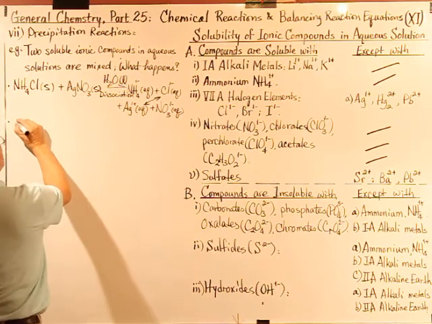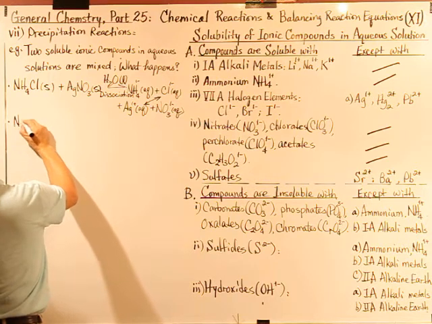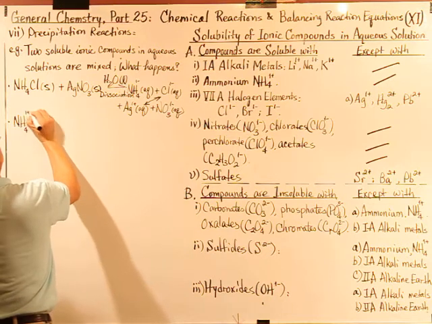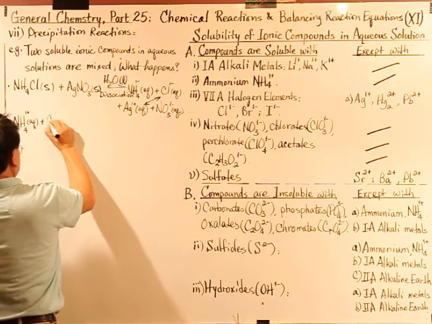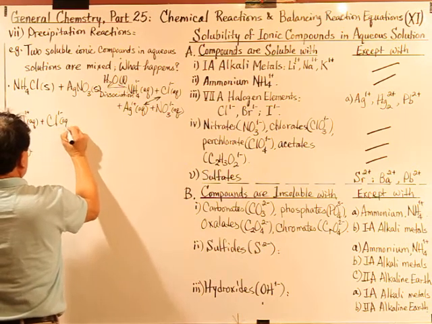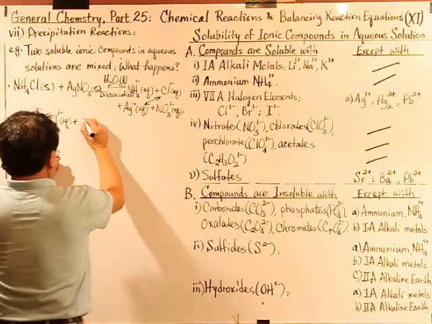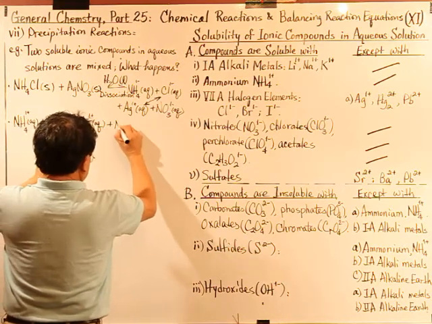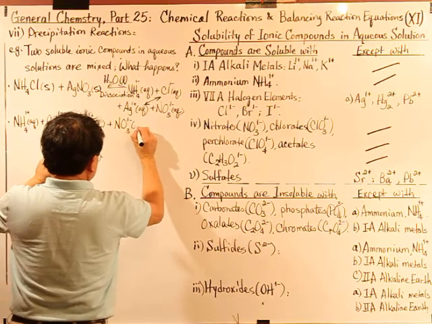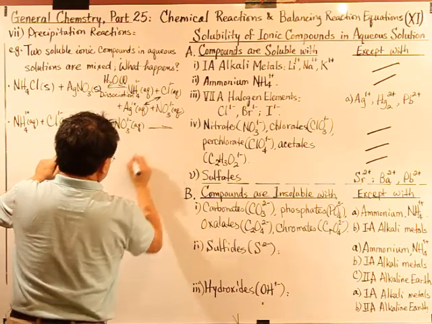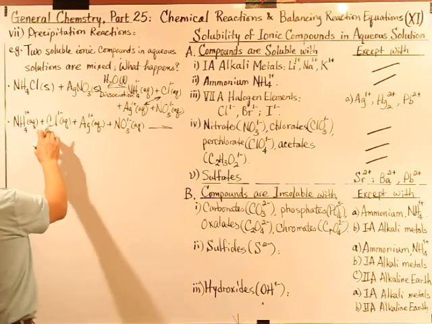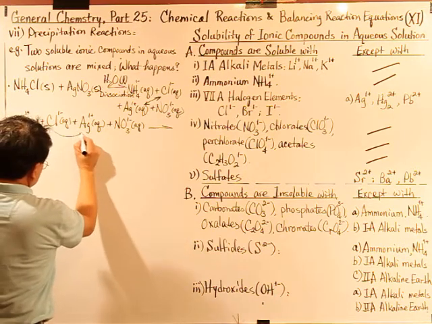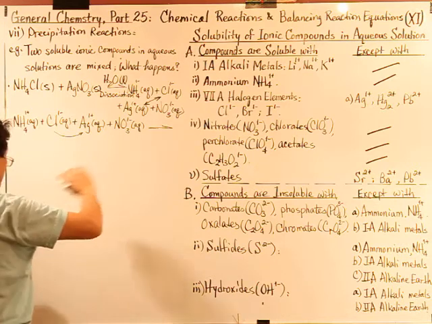It's going to be ammonium, aqueous, 1 plus, right? We add the chloride, 1 minus, aqueous, add silver, 1 plus, cation, aqueous, plus nitrate, 1 minus, aqueous, right? Then what? They have an exchange partner, right? The chloride goes to silver, replaced with this, so you have this react with this, right? So what happened? On the other side is going to be what?